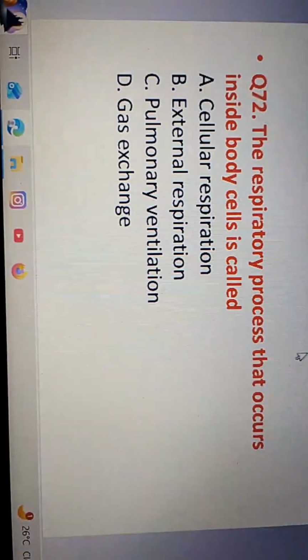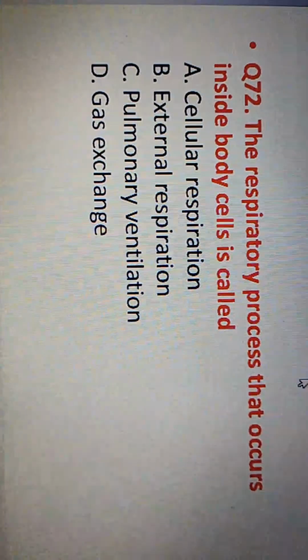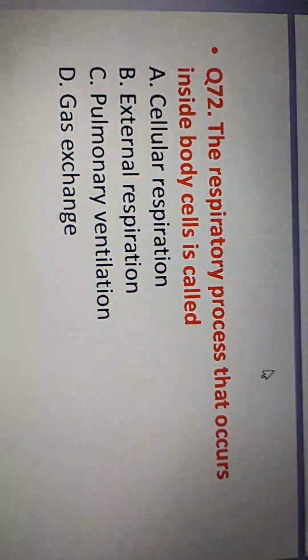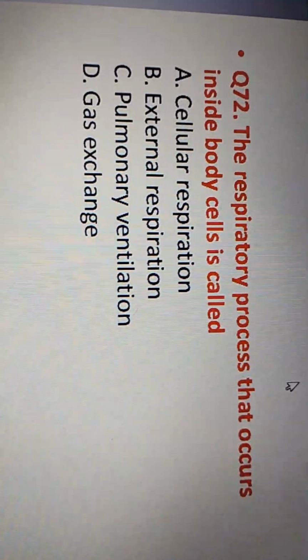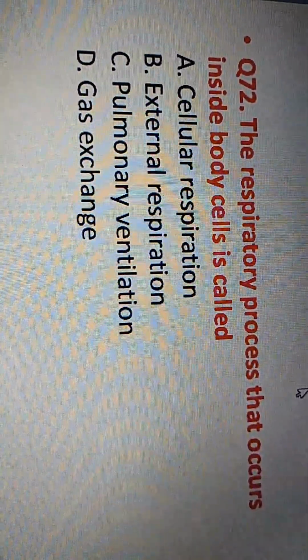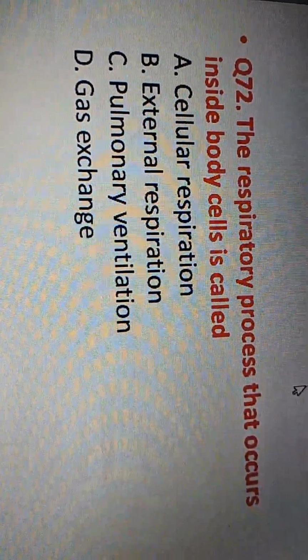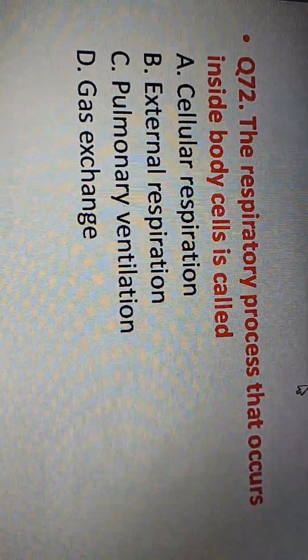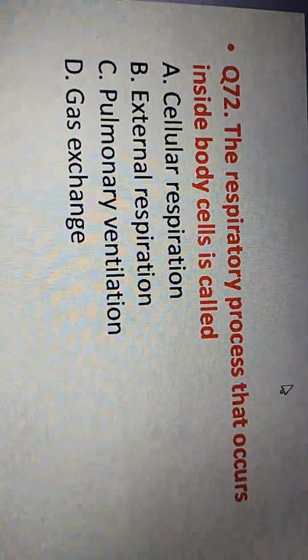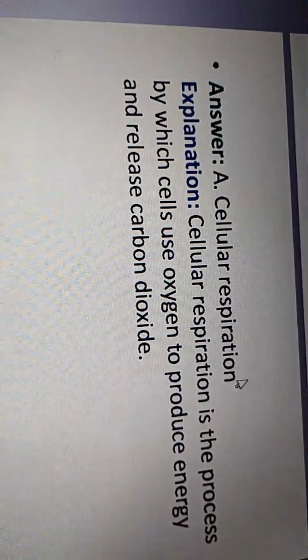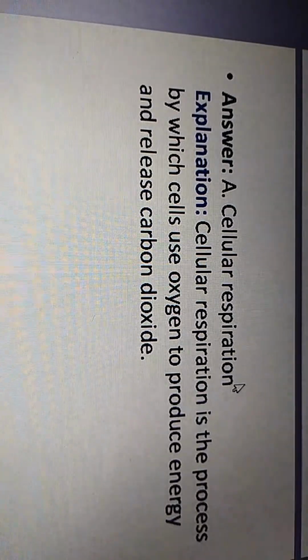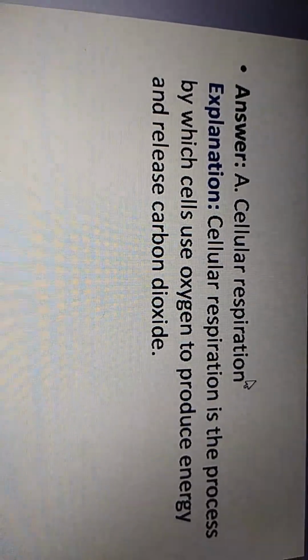The next question: the respiratory process that occurs inside body cells is called? Option A, cellular respiration; option B, external respiration; option C, pulmonary respiration; option D, gas exchange. The correct answer is option A, cellular respiration. Cellular respiration is a process by which cells use oxygen to produce energy and release carbon dioxide.